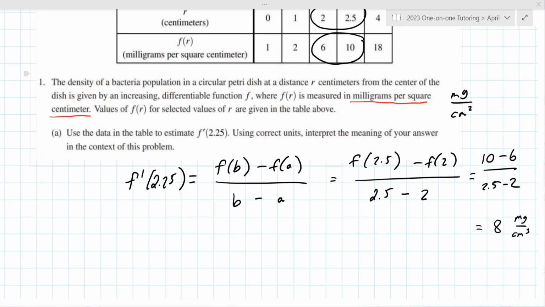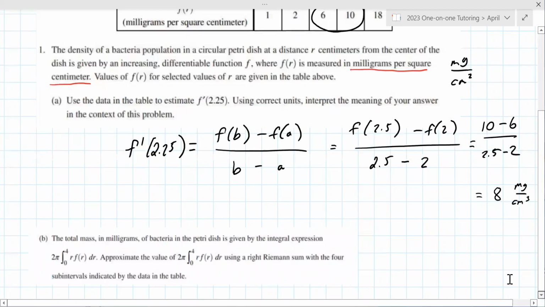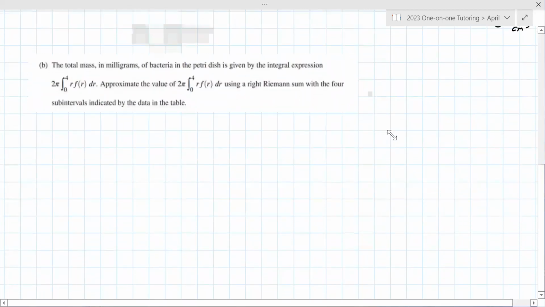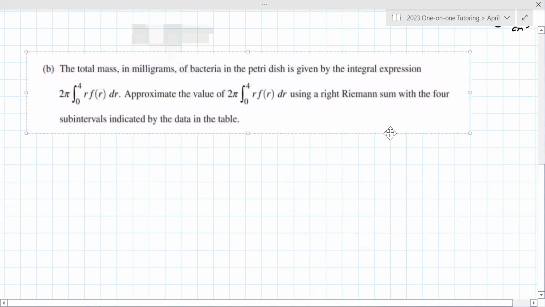All right, so moving on to part B. One of the things you might start noticing about the free response questions is that they just move a ton back and forth between derivatives and integrals. I think that's by design to make them confusing.